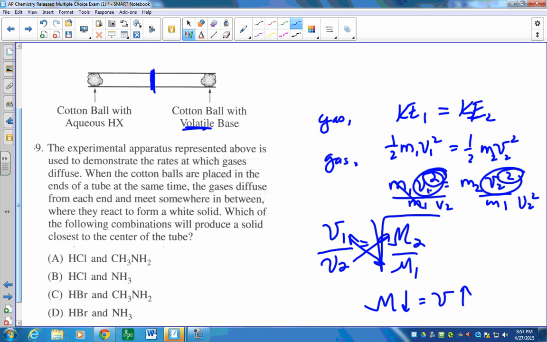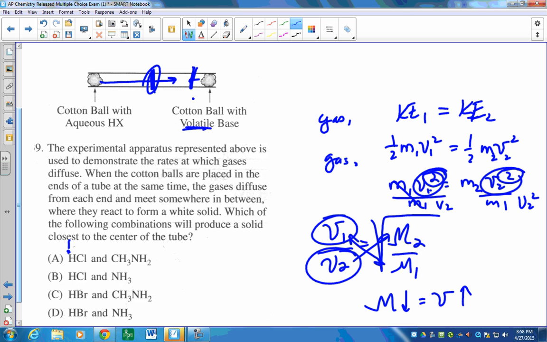What this question's getting at is that you have two gases moving towards each other, and which pair of gases would the white ring, which indicates where the gases have run into each other, be closest to the center? It would be closest to the center when the velocities are the same, because they meet in the middle. If the velocities aren't the same, like let's say this one moves a lot faster than this, they're going to meet over here. So in order for the velocities to be the same, the molar masses would have to be really close. So just very quickly, round to the nearest whole number.